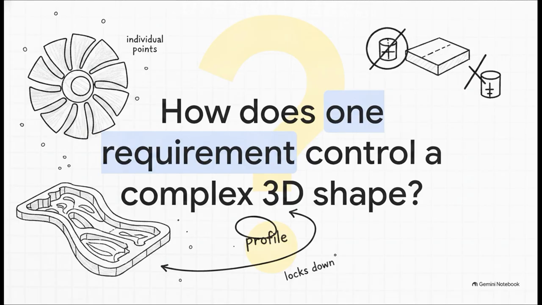You can't exactly just slap a simple flatness or position symbol on an organic shape like that, right? I mean, there's no single flat plane or simple cylinder to reference. So how on earth does an entire complex 3D shape get locked down with just one requirement? Well, we're going to see exactly how Profile scales up to handle this level of complexity.